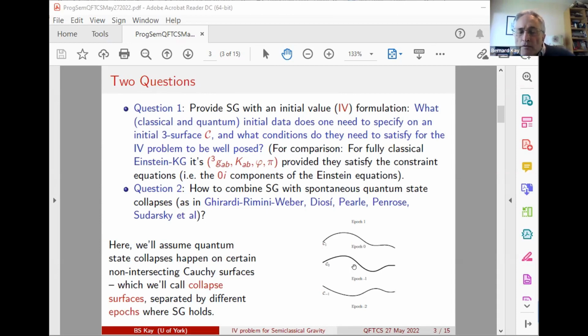No. But that's not really so troubling, because after all, lots of things don't make sense at the moment of quantum mechanical state collapse, right? Like in non-relativistic quantum mechanics, the Schrödinger equation has to be suspended at those times. Yeah, fair enough. Yeah, thank you.